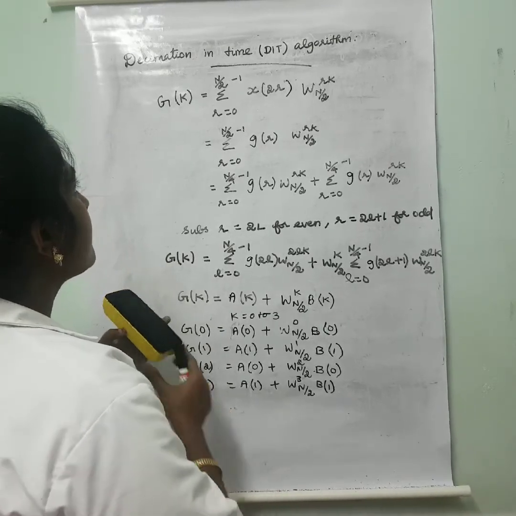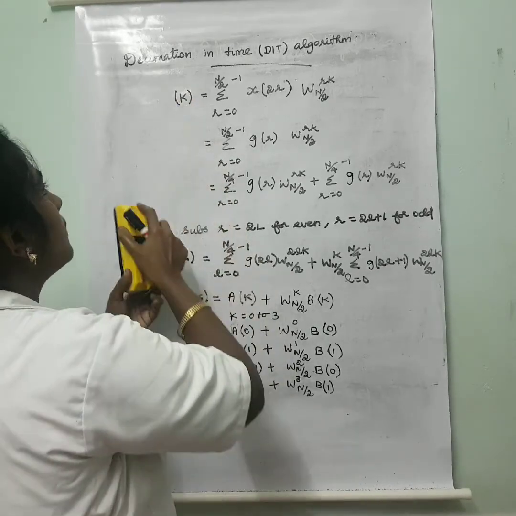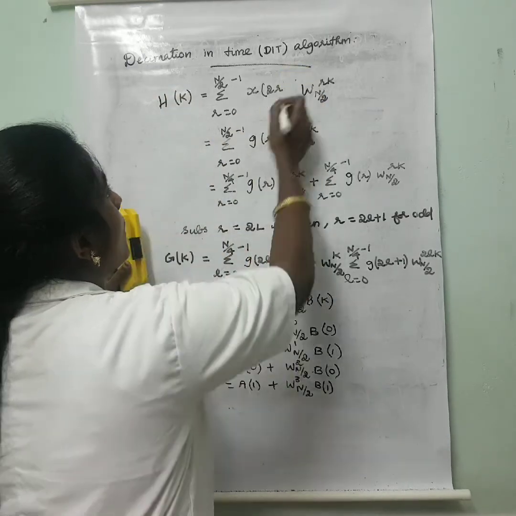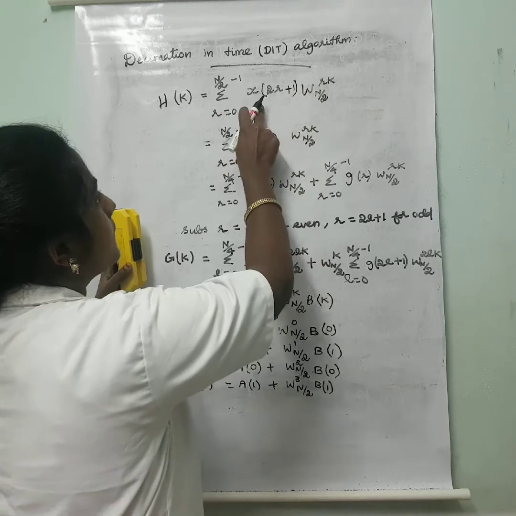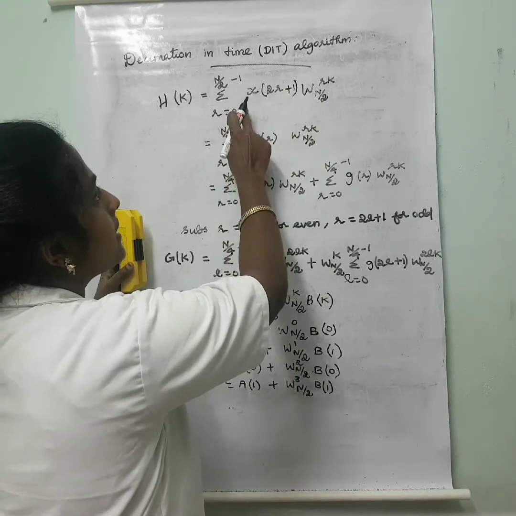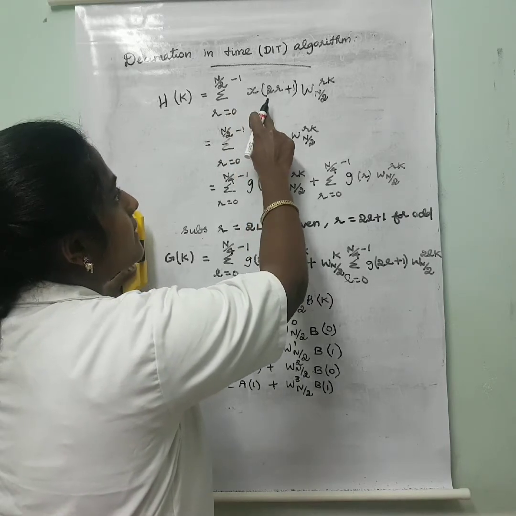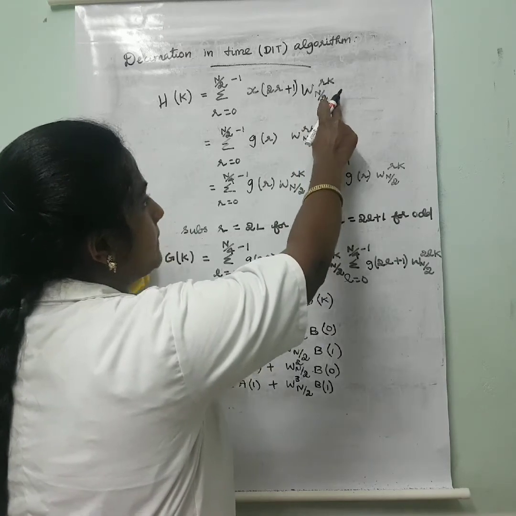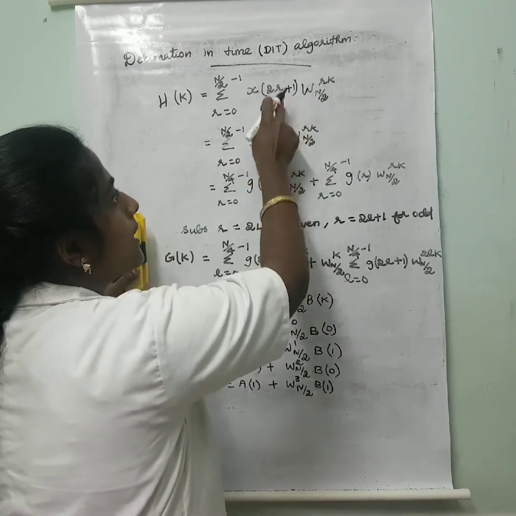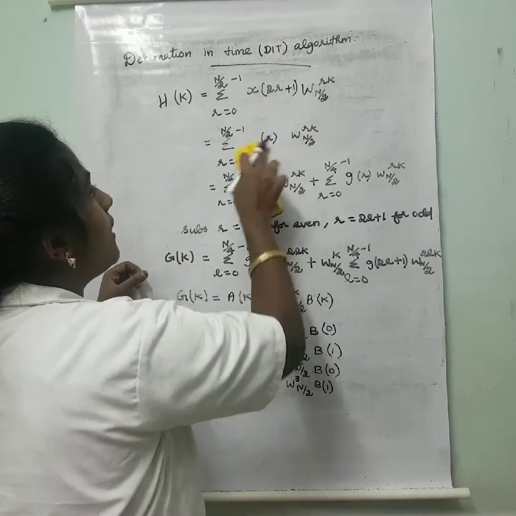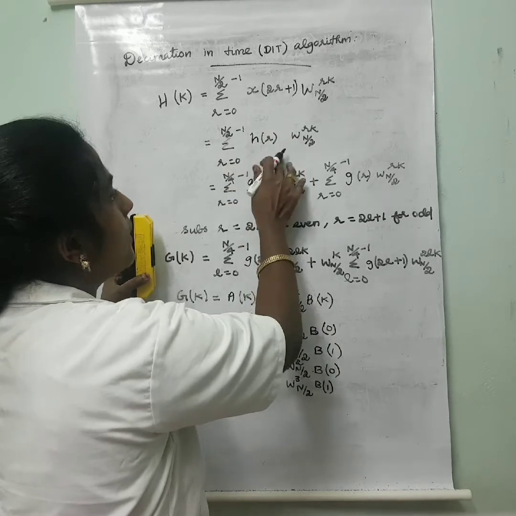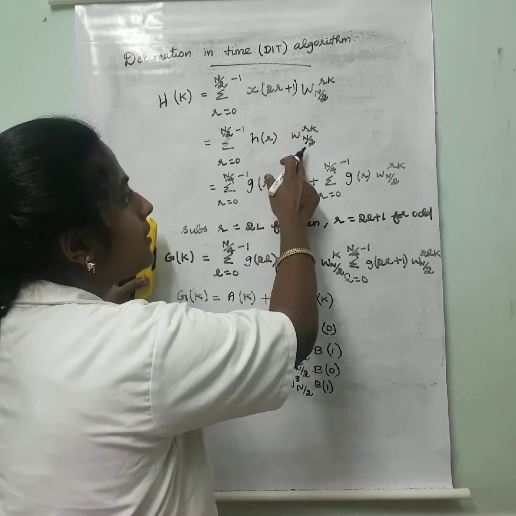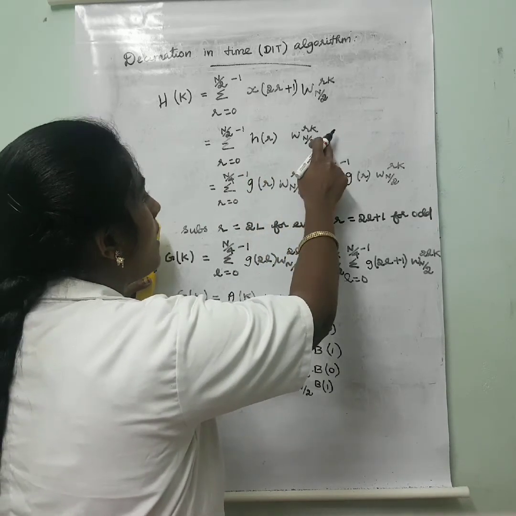Similarly, we can take the next equation, H of k is equal to summation r equal to 0 to N by 2 minus 1 into x of 2r plus 1 into W N by 2 to the power rk. Here again this x of 2r plus 1 can be taken as h of r. So, summation r equal to 0 to N by 2 minus 1 into h of r into W N by 2 to the power rk.